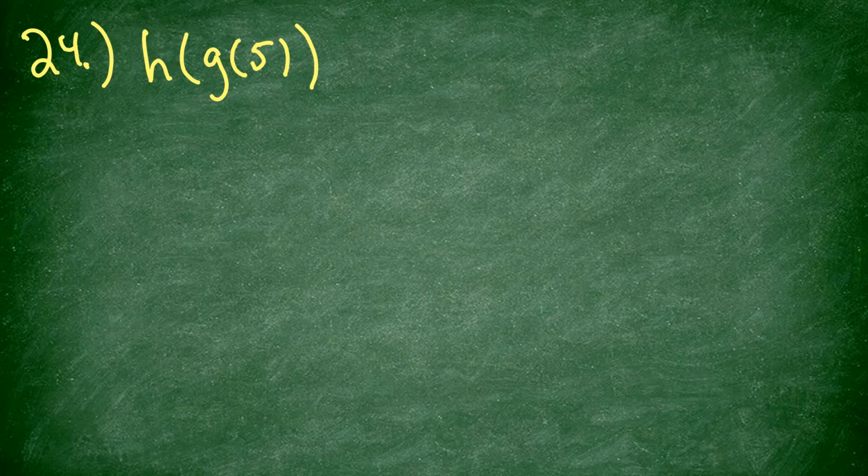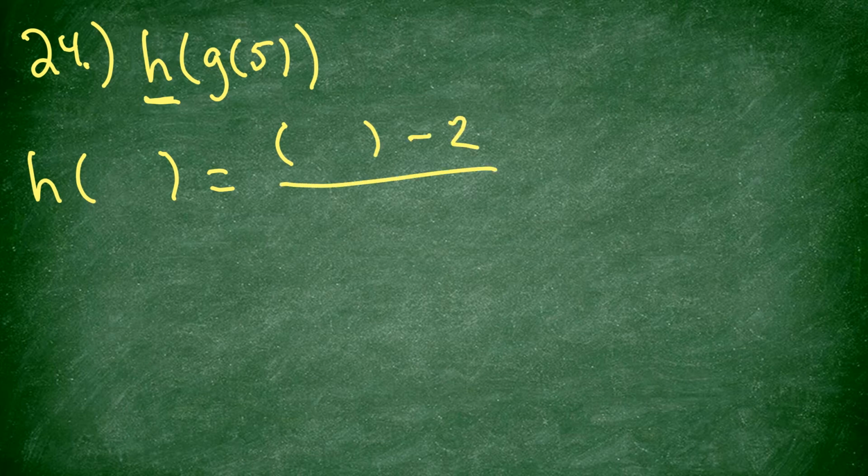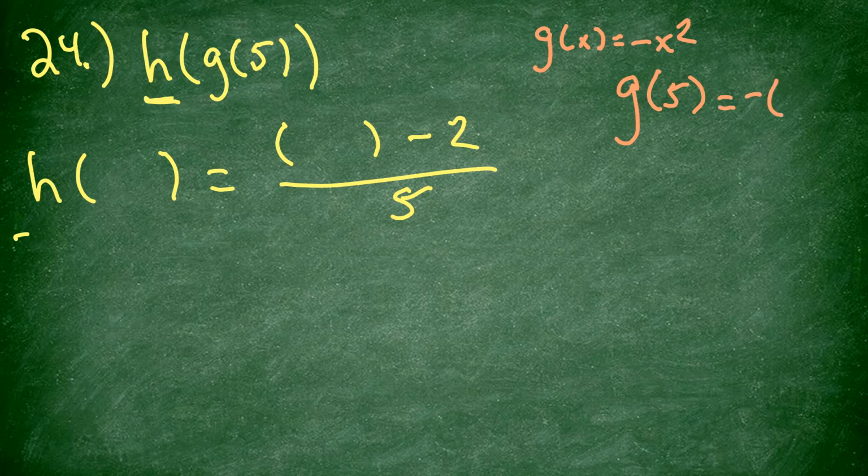Alright, so 24 is h of g of 5. Once again, I see that h, so the first thing I do is I write h, a big old blank space, and instead of x, I write big old blank space, minus 2 all over 5. So now I have to figure out what g of 5 is. Well, since g of x equals minus x squared, g of 5 equals minus, instead of x, I put 5 squared.